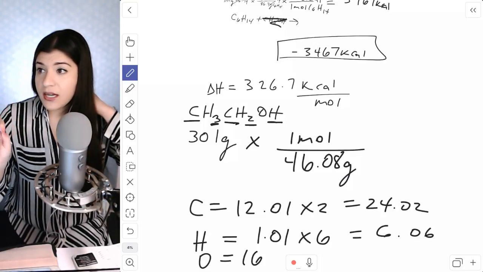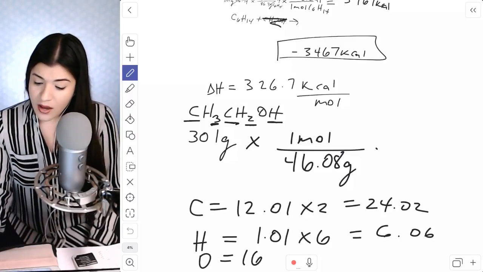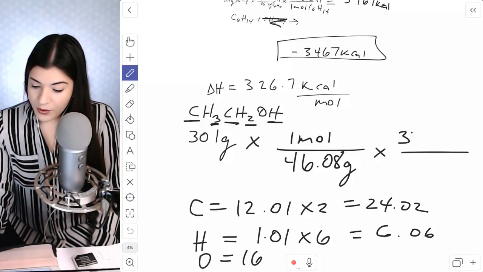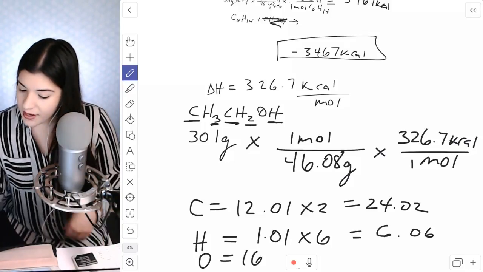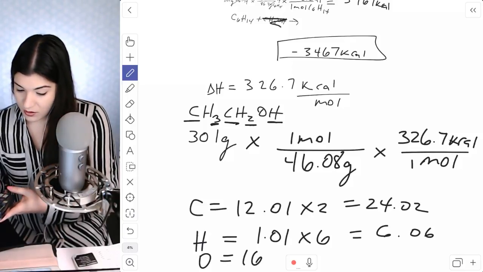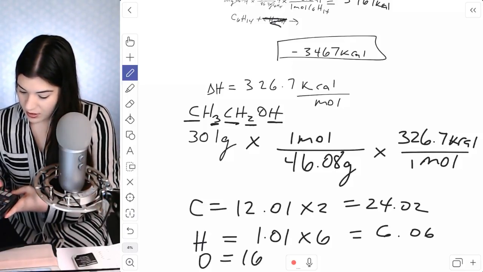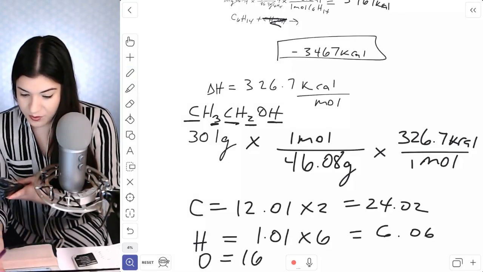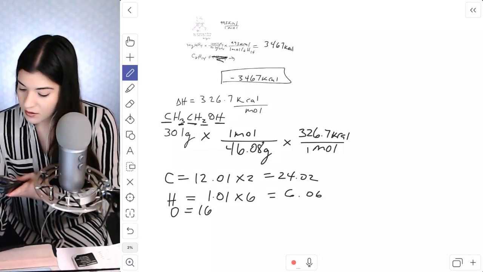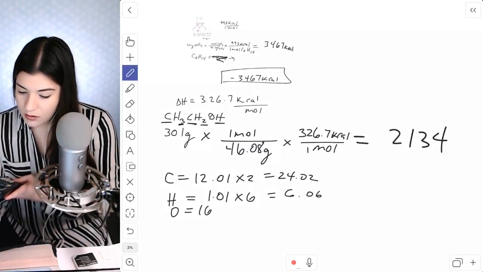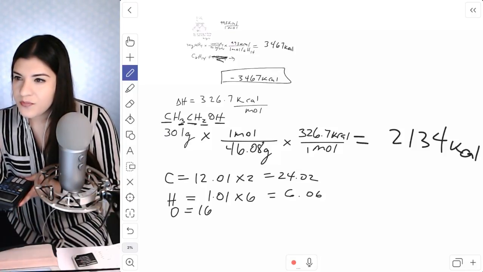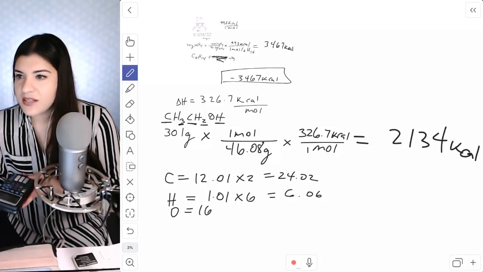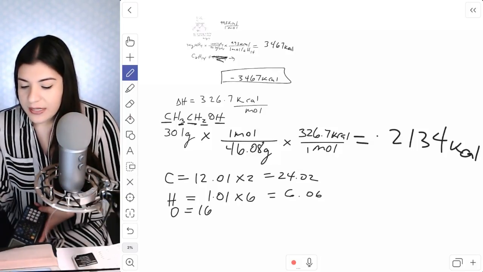Now, next I'm going to use the heat of combustion for ethanol that they provided. So I'll put that on top since that's what we're looking for. And then on the bottom, I'll put the moles so they can cancel. And then multiply and divide, and that would give us our answer. So let's see if it's the same or if it's less. Okay, it's actually going to be less. So 2,134 kilocalories. And is it telling you if it's also being released? Assuming the same efficiency, then yes, I would assume that it's still being released. So it would have been negative.